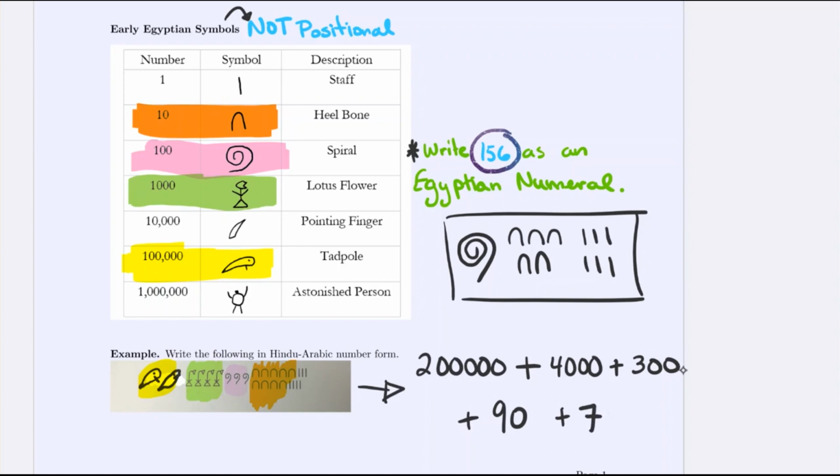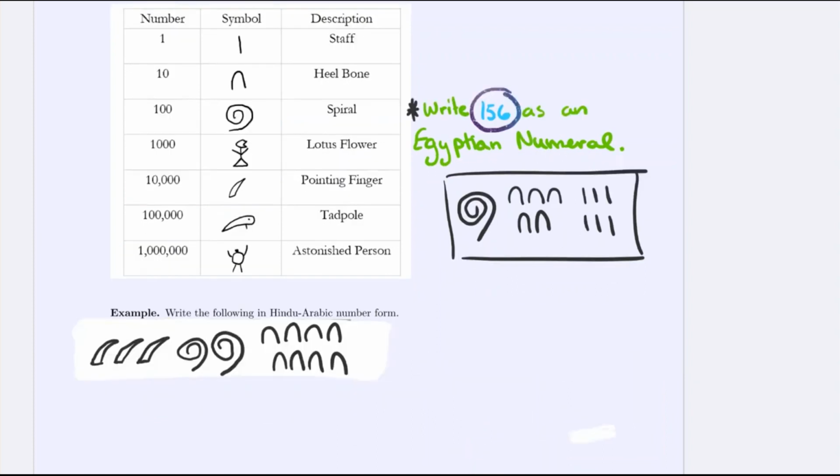Now add these all together. You can either add them in your calculator or just mentally think about it, and we would get our final answer to be 204,397. So this number in Egyptian numerals represents our Hindu Arabic number of 204,397. Now this is just another example to practice taking Egyptian symbols into our number system.